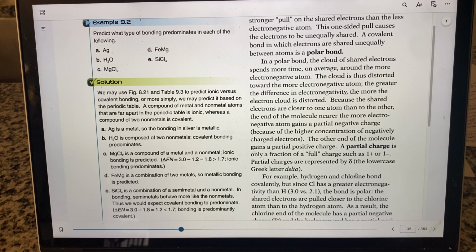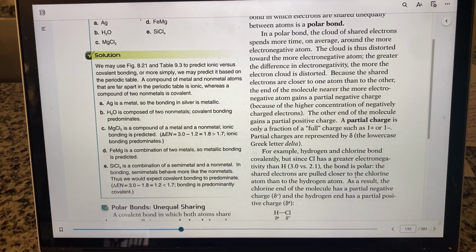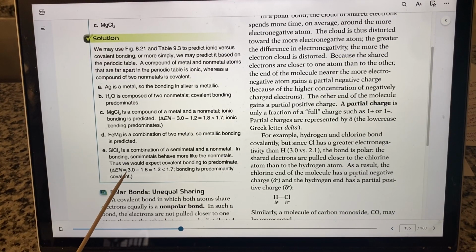So it's a combination of silicon, a semi-metal, and a nonmetal. So what's a semi-metal? In bonding, semi-metals behave more like nonmetals. So basically we don't have a metal. So then we take that chart that I had, and you take silicon, which is 3 minus 1.8, you're going to get 1.2. So this is a low number, lower than 1.7. So the bonding is going to be predominantly covalent. So you can use that chart. I don't have to memorize those numbers. At least that would be hard if you had to, because there are so many of them.